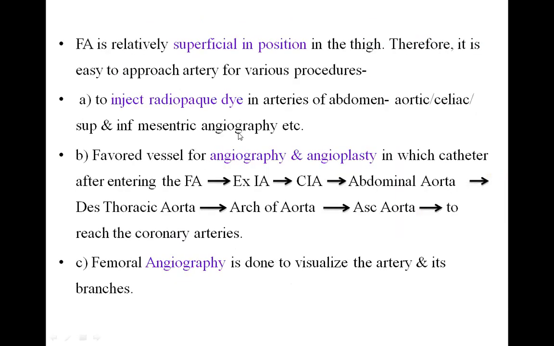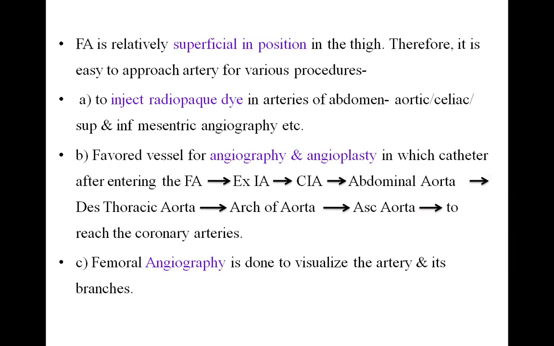The femoral artery is relatively superficial in position in the thigh. Therefore, it is easy to approach the artery for various procedures. So it lies very superficial in the femoral triangle. So it is easily accessible for various procedures, such as to inject radiopaque dye in the arteries of the abdomen, that is aortic, celiac, superior and inferior mesenteric arteries angiography. So for the various angiography of the arteries of the abdomen, the choice of artery is the femoral artery.